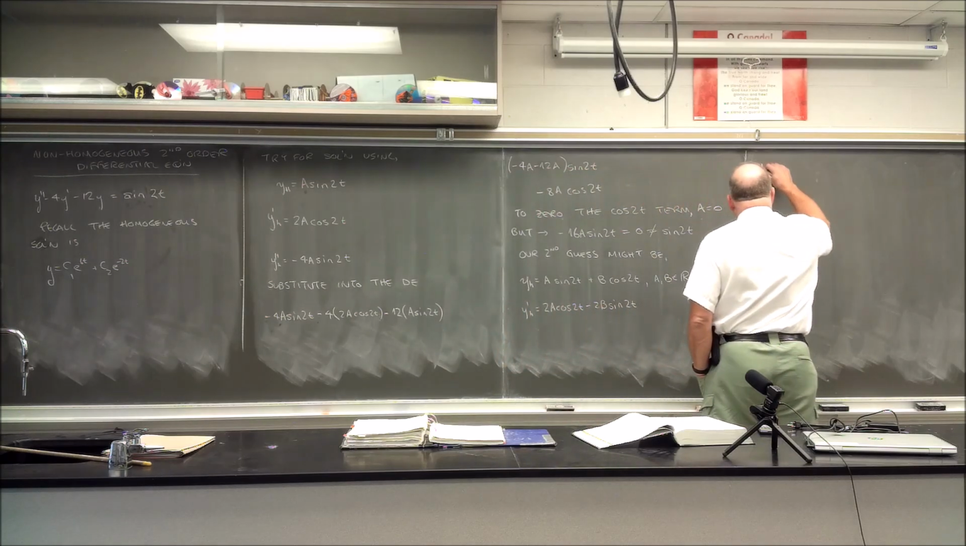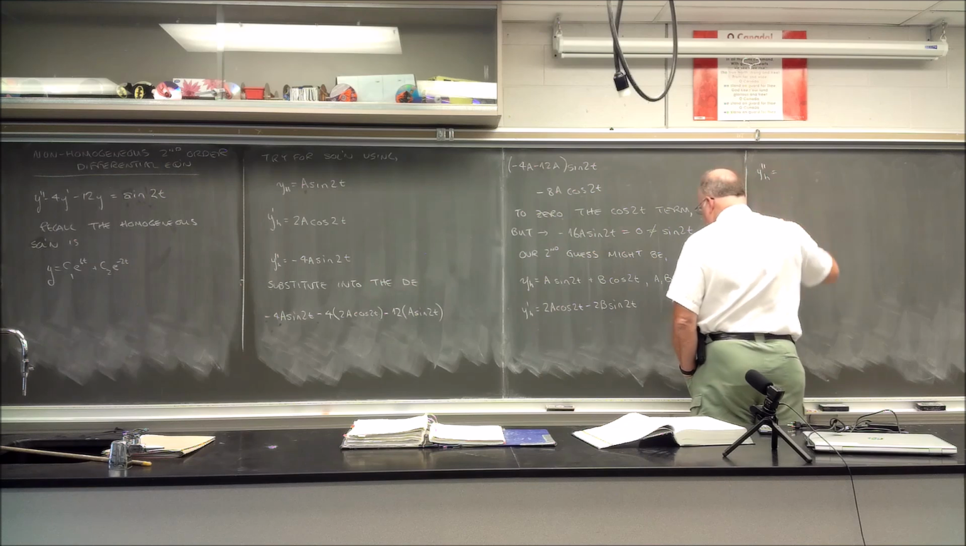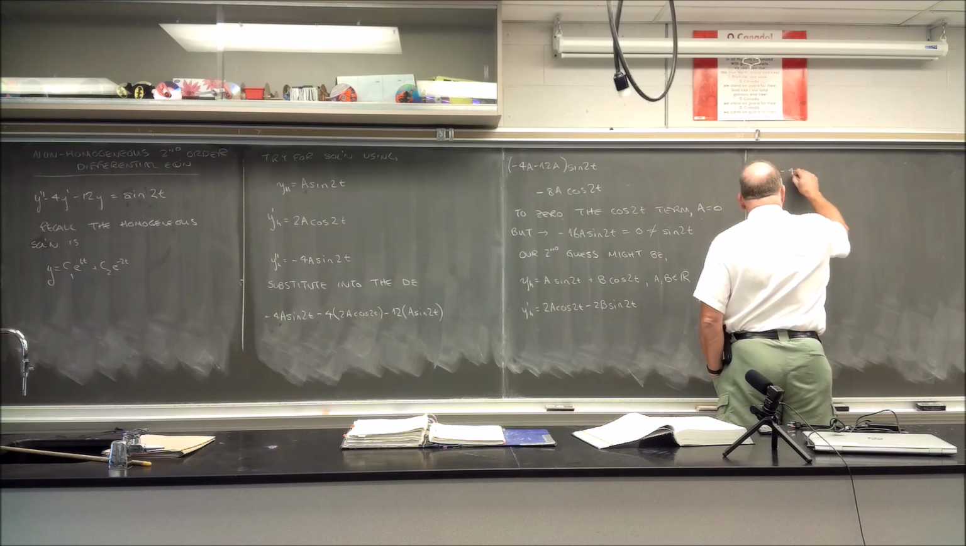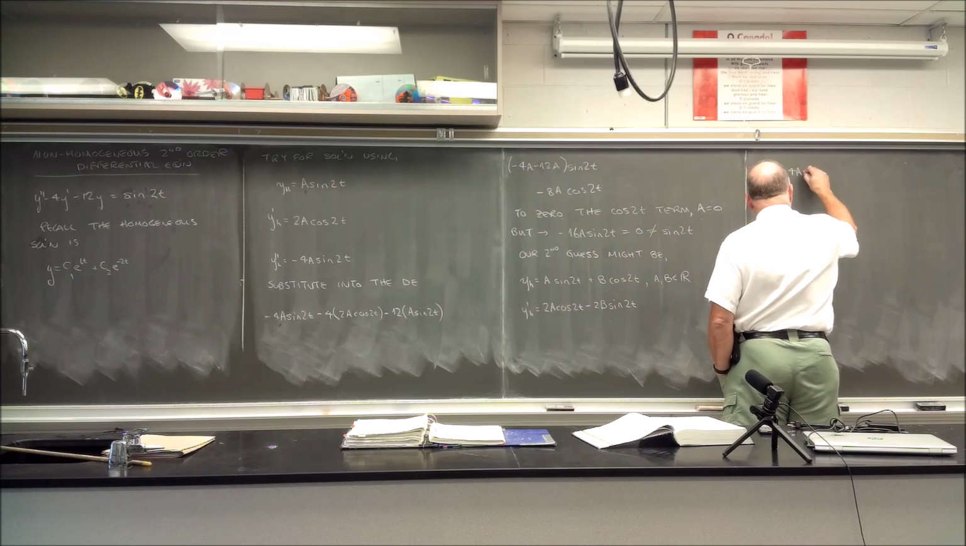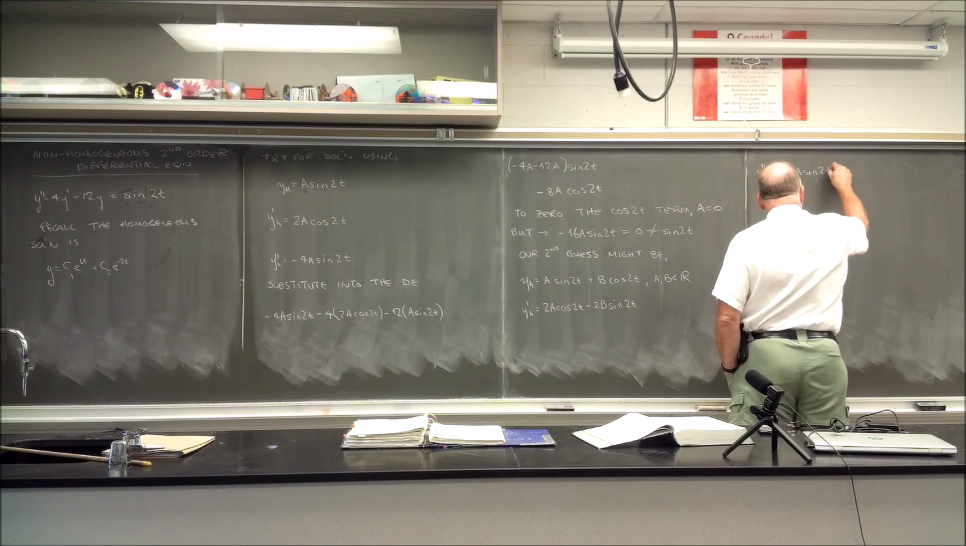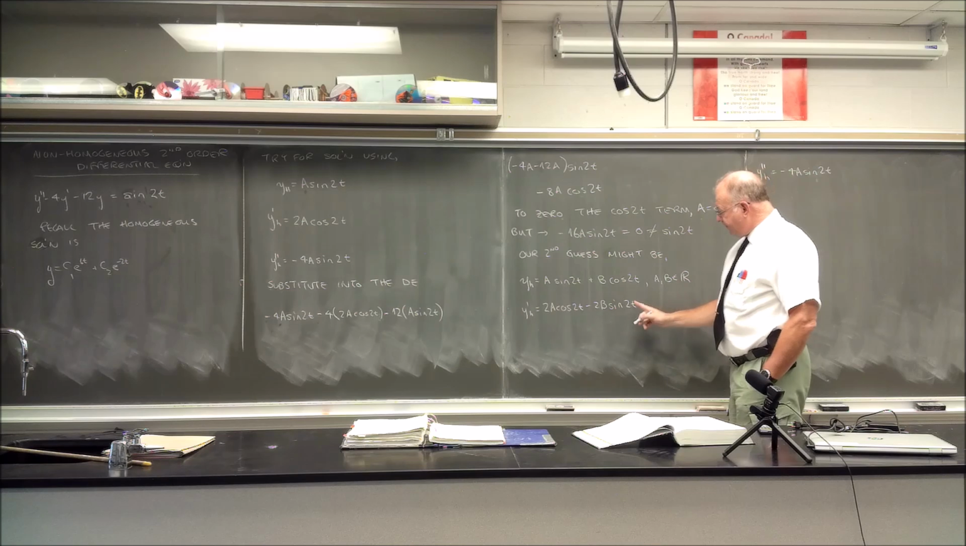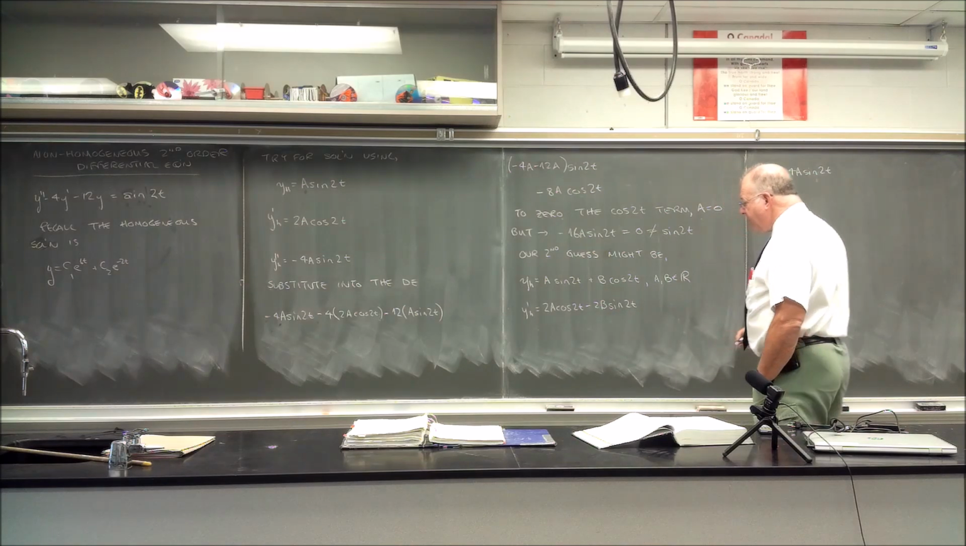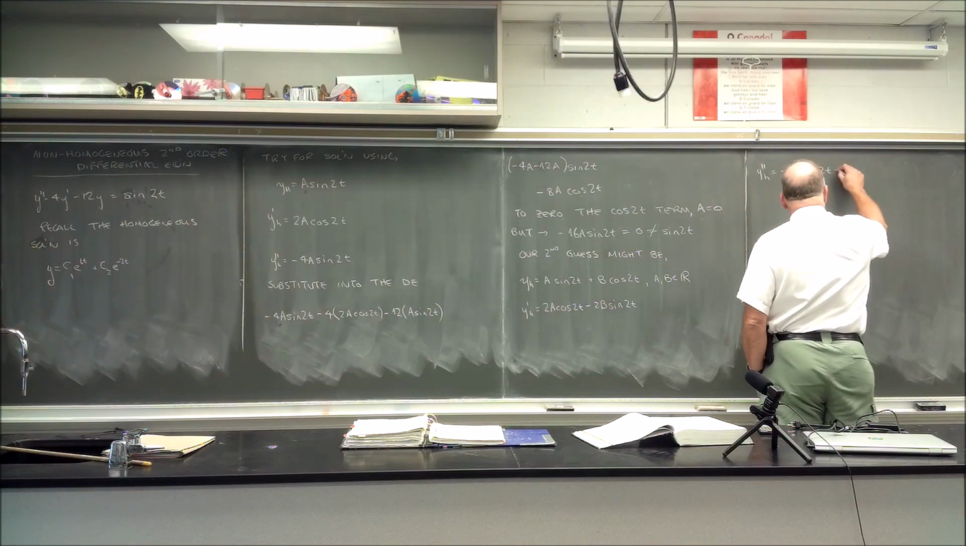Y double prime is going to be negative 4a sine 2t, and this one, we're going to take here, negative 4b cos 2t.